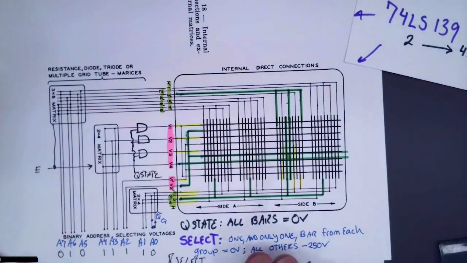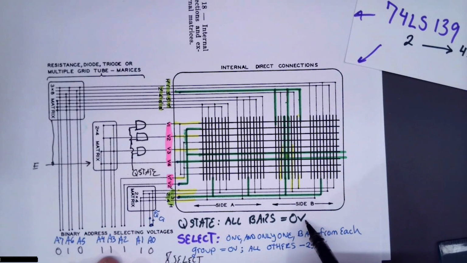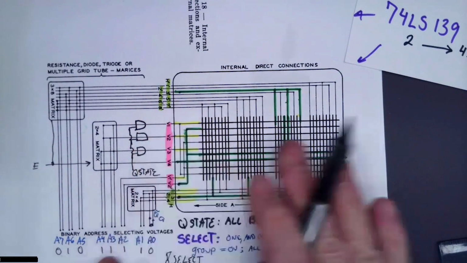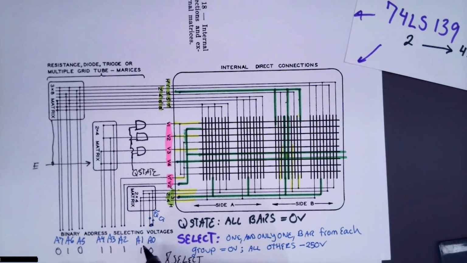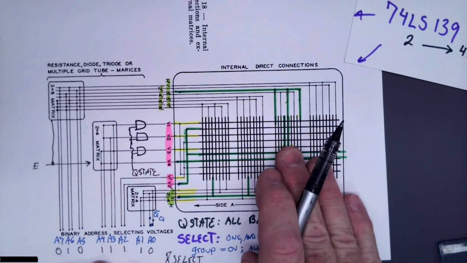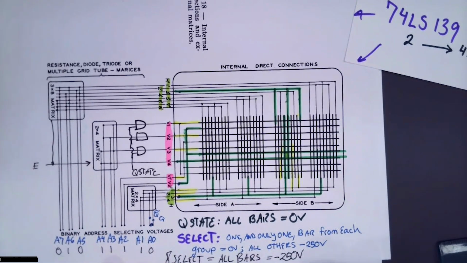So we basically have 3 different logic states for this tube. We have the idle state, in which all bars are 0. This logic state needs to take priority over everything else, and if I use AND gates in the way I suggest, that will happen. I need to be able to select 1 bit based on this address. Then I need to be able to deselect that bit as well. So in other words, not select, that means all bars are at minus 250. And this will be important during the write process.